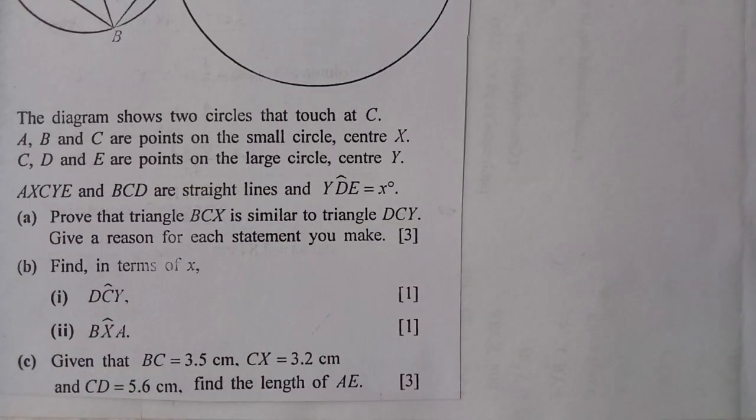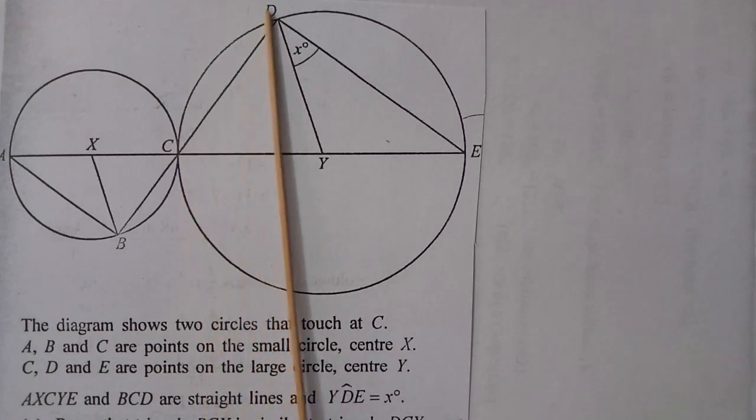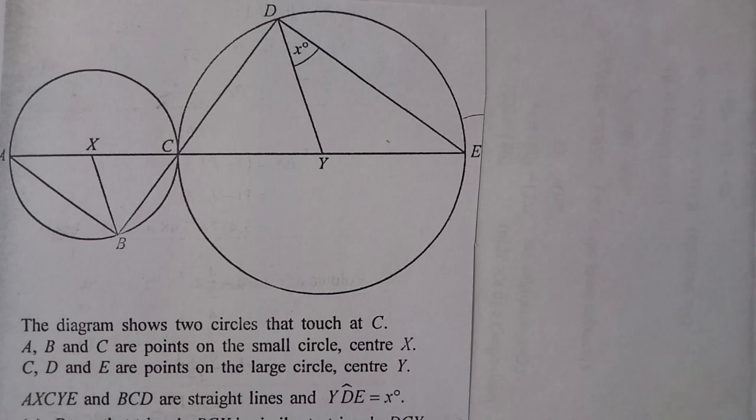Now in part B, find in terms of x: number 1, angle DCY; number 2, angle BXA. To find out angle DCY, in this bigger circle at point D, the angle CDE is a right angle. Why? Because this is the angle in a semicircle. So the angle CDY should be 90 minus this x.